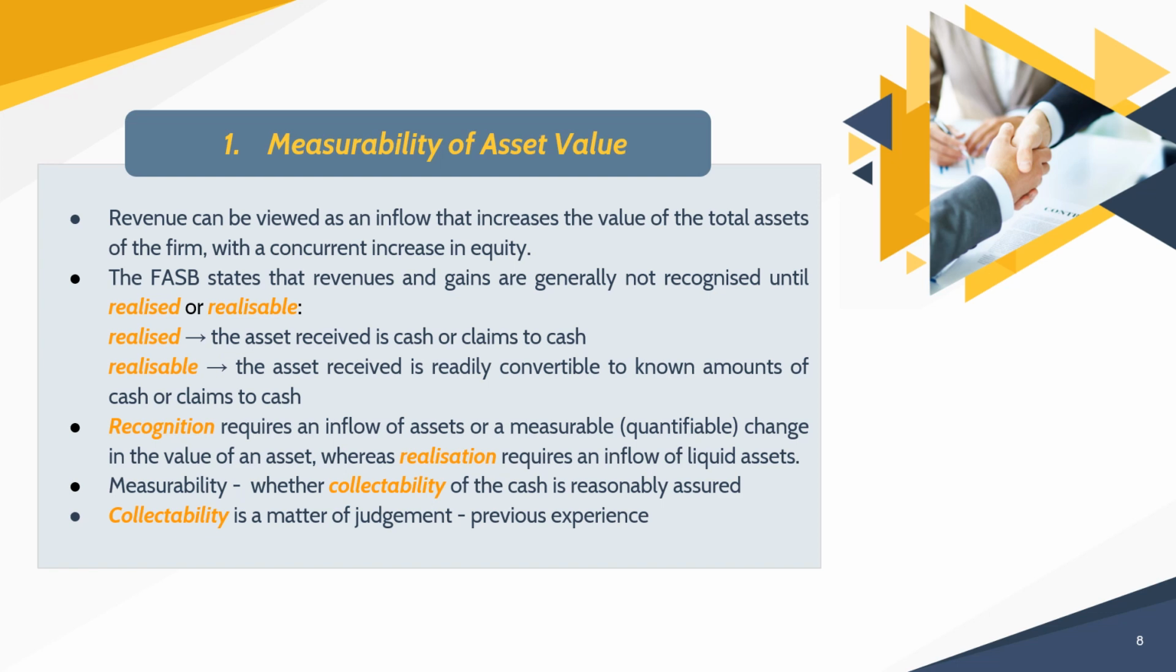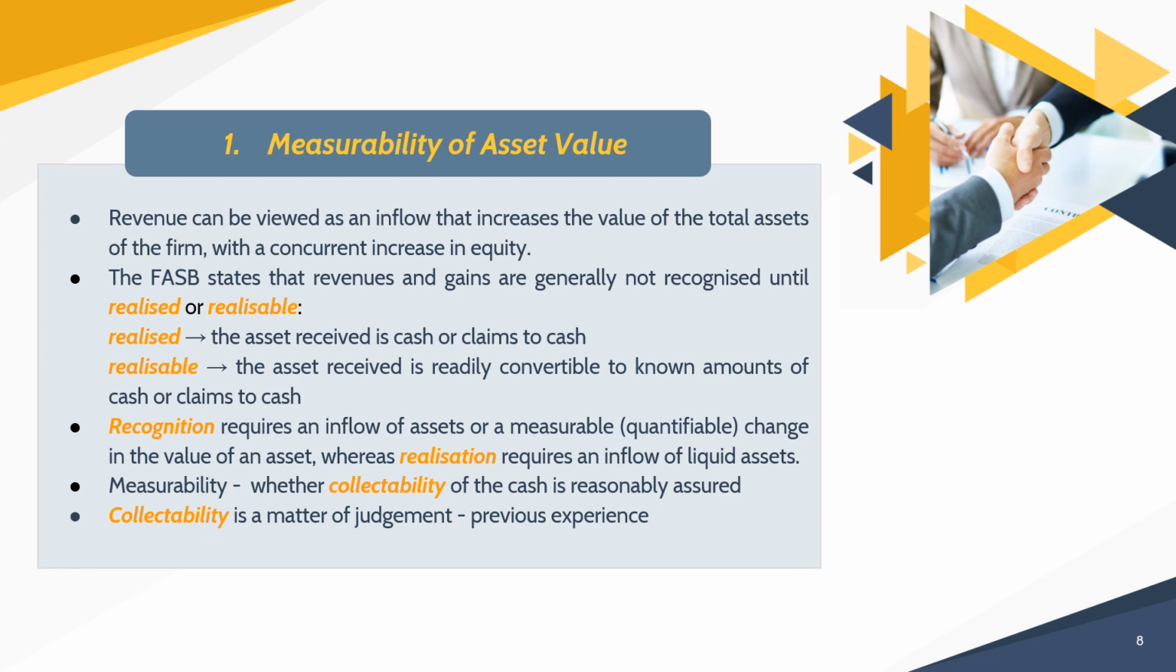calculated objectively. The FASB states that revenue and gains are generally not recognized until realized and realizable. The term realized means that the asset received is cash or claims to cash, and realizable means that the asset received is readily convertible to known amounts of cash or claims to cash. Readily convertible assets have interchangeable units and available quoted price in an active market.